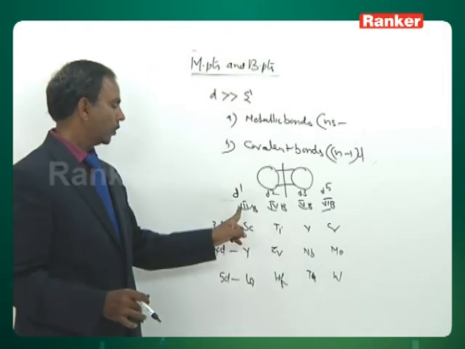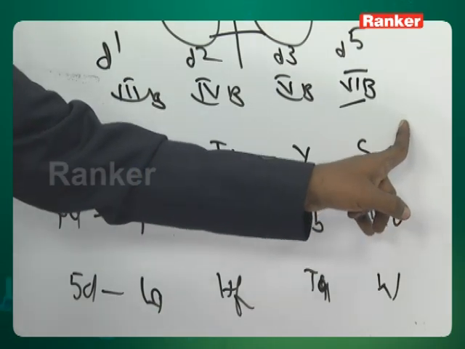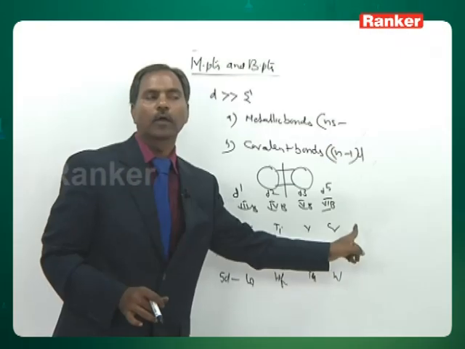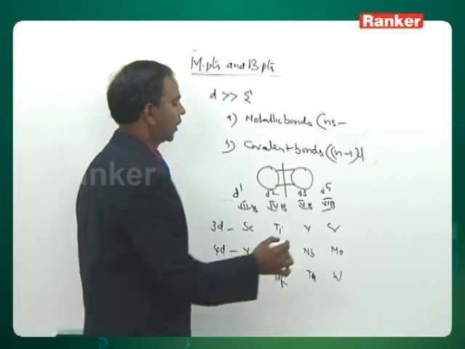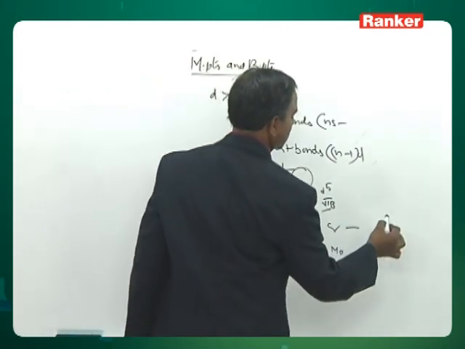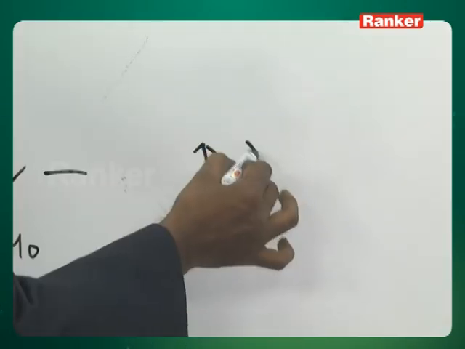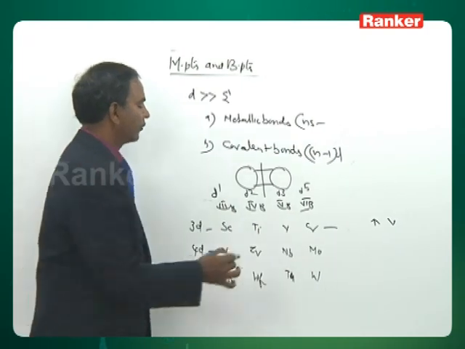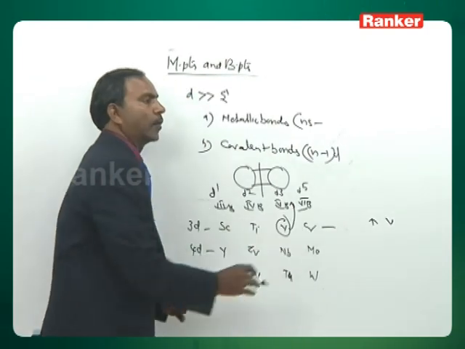Therefore, from 3B group to 6B group, the number of unpaired electrons in d orbitals increases, so more covalent bonds can form, and melting and boiling points gradually increase. So in the 3d series, the highest melting point should be seen for chromium, but surprisingly it is not. Vanadium exhibits the highest melting point among 3d.